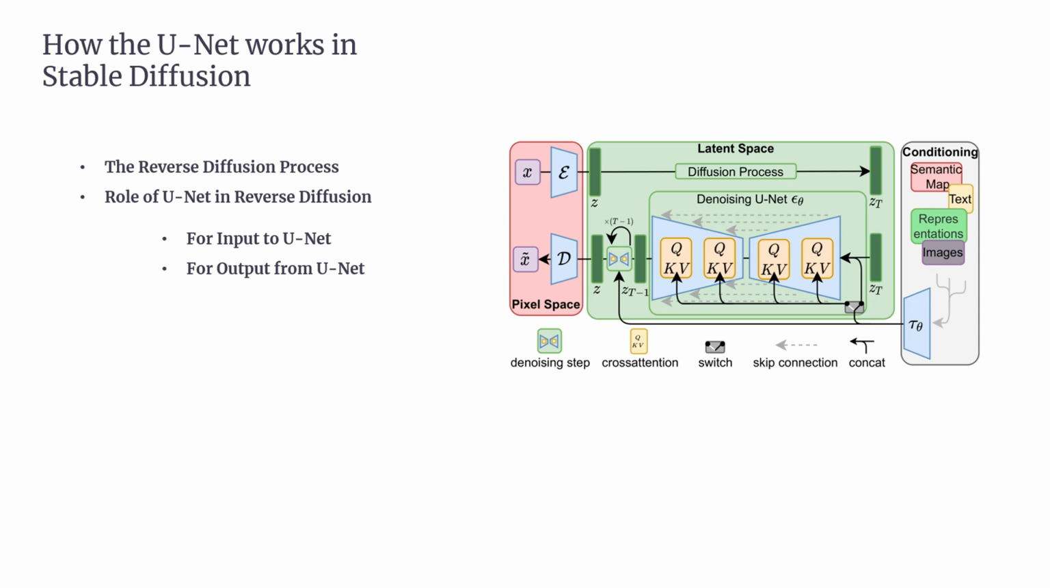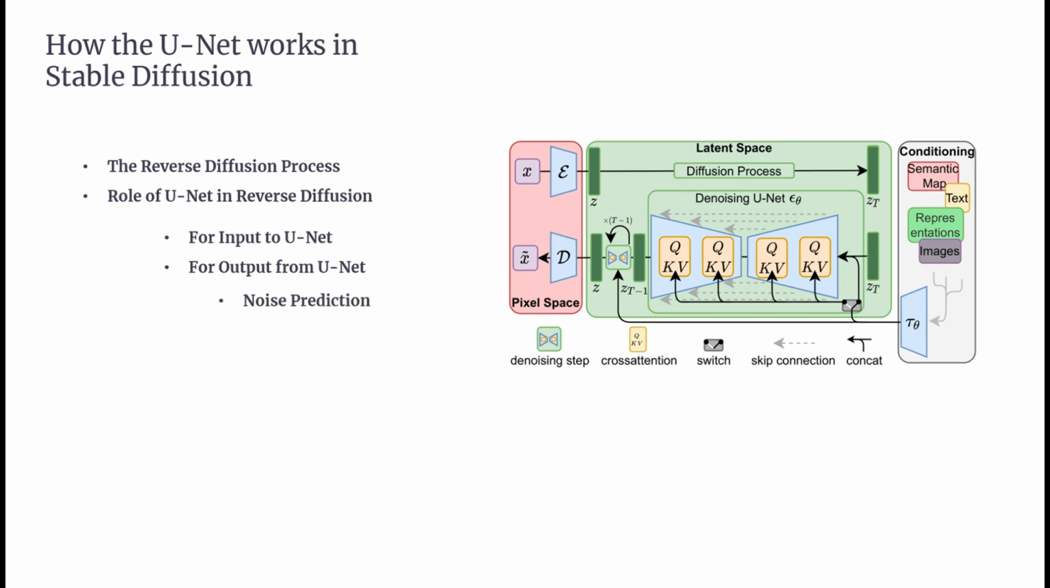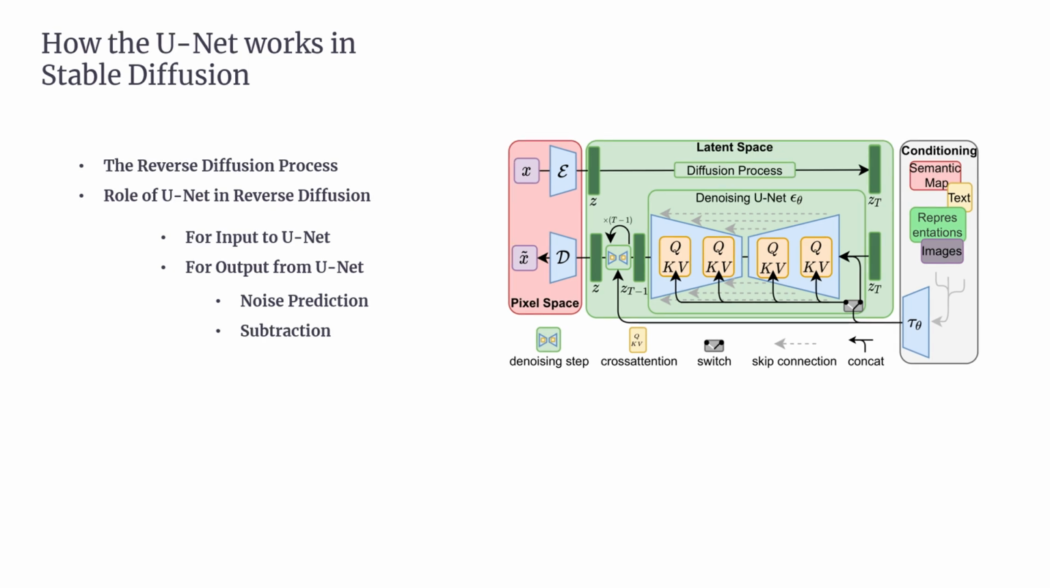For output from UNet, the UNet outputs a noise prediction. It predicts what noise was added at this specific step in the forward diffusion. This noise prediction is used to subtract the noise, refining the image. 1. Noise prediction. The UNet estimates how much of the image is noise at the current step, using both the noisy image and the conditioning text prompt. 2. Subtraction. Once the noise is predicted, it's subtracted from the noisy image to reduce the noise and bring the image closer to the final clean result.